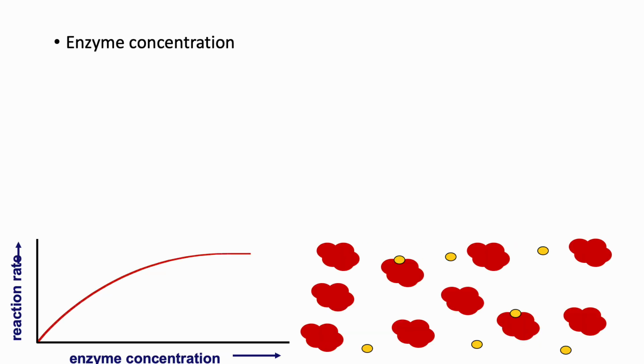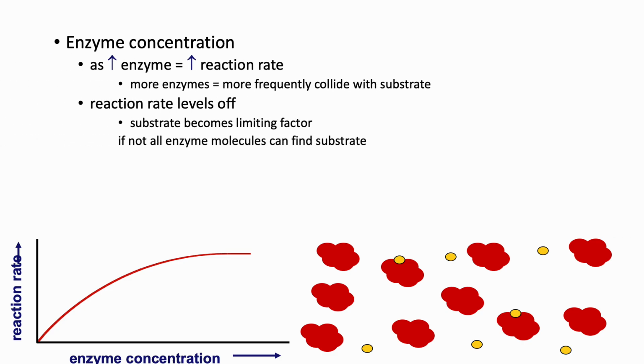This is showing you as you have an increase in the enzyme, you're increasing the rate of the reaction. More enzymes, you're going to have more collisions with the substrates, but the reaction again is going to eventually level off, and that's because the substrates become the limiting factor. Once all of your substrates are used up, you still could have enzymes there, but if they can't find a substrate, you're not going to have the reaction continuing, and that's why it's going to eventually level off.